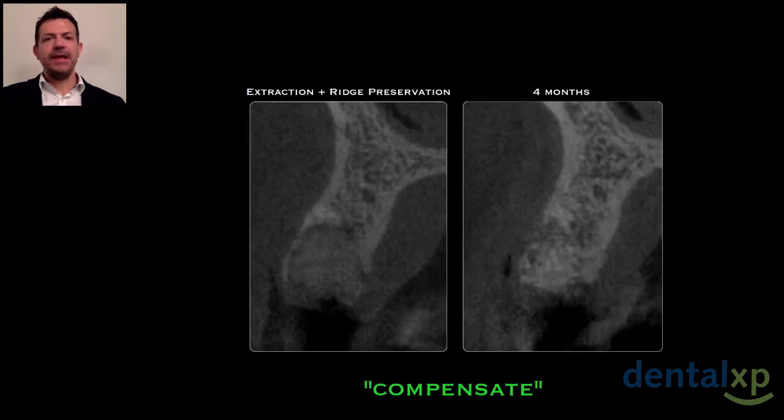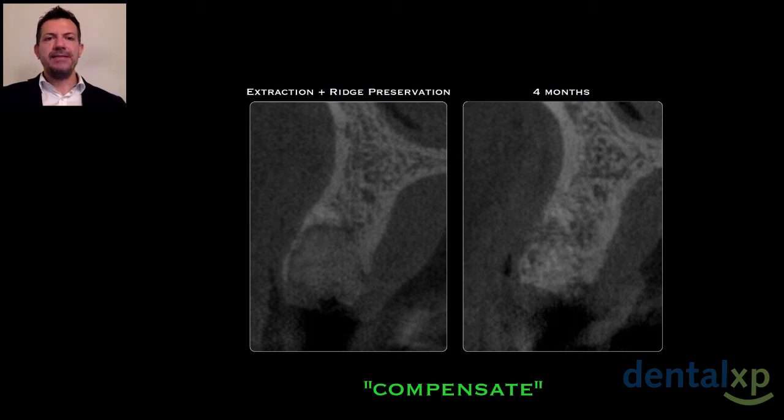So this is what we do to compensate. With ridge preservation, we cannot avoid the resorption of this thin buccal bone plate, but after 4 months, since we have grafted the socket with the biomaterial, we were able to compensate and we have the volume suitable for implant placement.